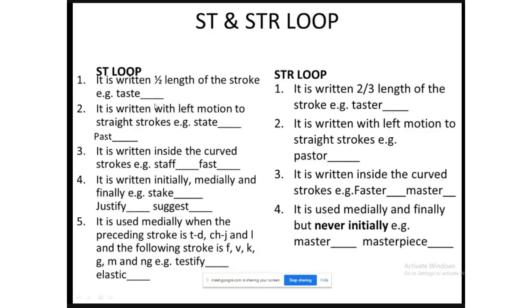And STR loop is used 2/3 length of the stroke. For example, T is a stroke, ST is a loop, and the loop is after the stroke. The vowel is a second place vowel. Taste: the loop is written half length of the stroke. Taster: it is written 2/3 length of the stroke.